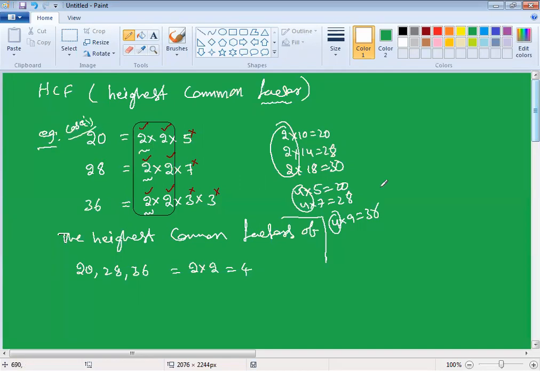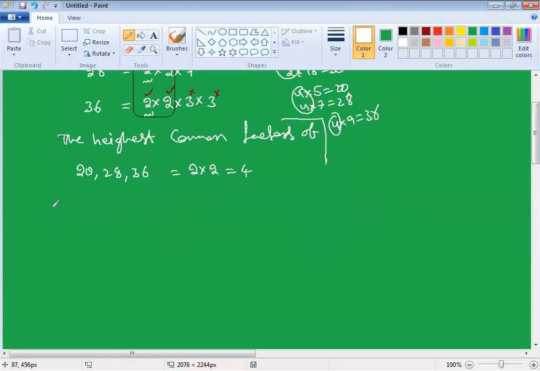So this is one way to find the highest common factor. And I will explain one more way, that is case 2. You can follow any one of these two. Case 2, how can we find the highest common factor? HCF of 20, 28, 36. So what is the HCF of these three numbers is the question, right?